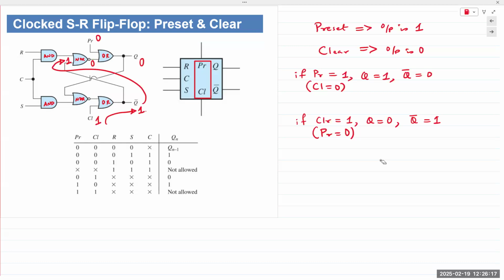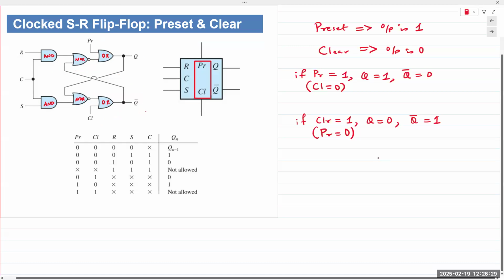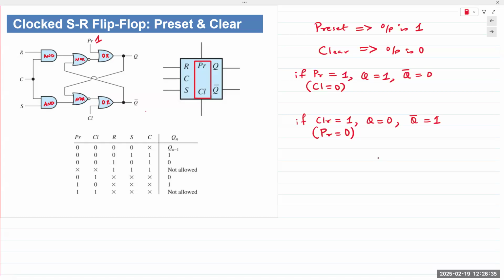Does the process make sense? Let's look at what happens when preset goes to high. When preset is high, we would expect the output Q to be set to high, set to 1. When preset is 1, clear must be 0.